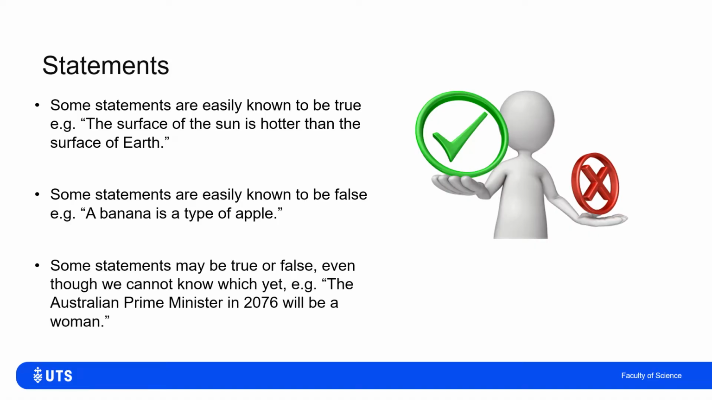And there are also statements where, when I said at least in theory, there are statements which could be assessed to be true or false, but we just don't have the information. So I might say the Australian Prime Minister in the year 2076 will be a woman. So that statement is either true or false. Now, without some extra information or time travel, I'm not going to be able to know whether that statement is true or is false for a very long time, but in theory it is possible to know or to assess that statement as true or false.